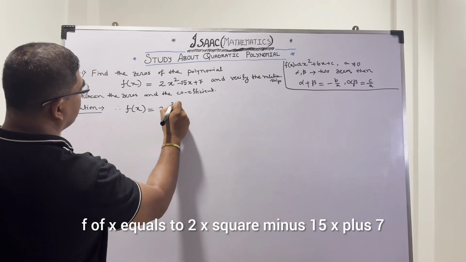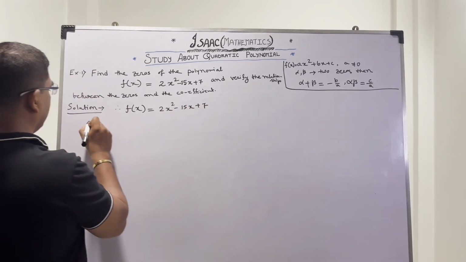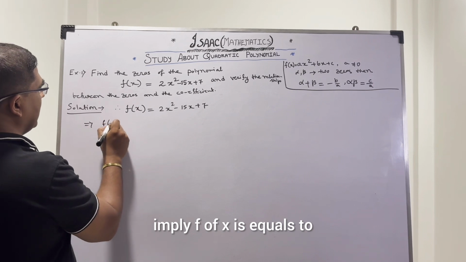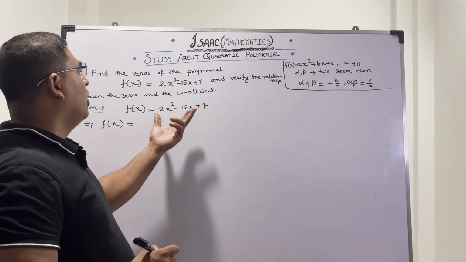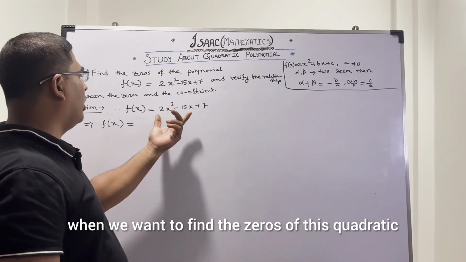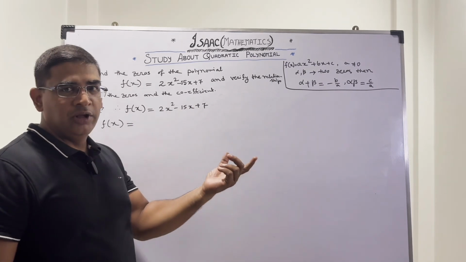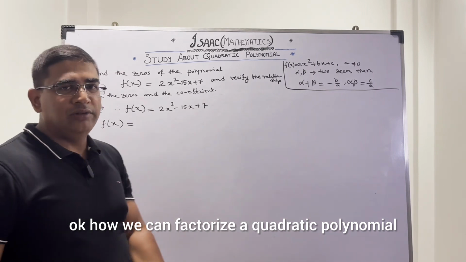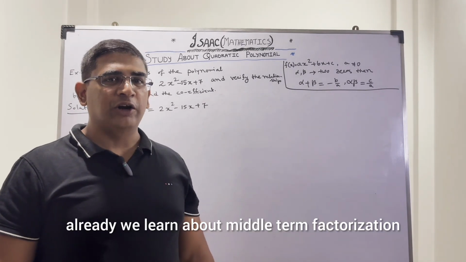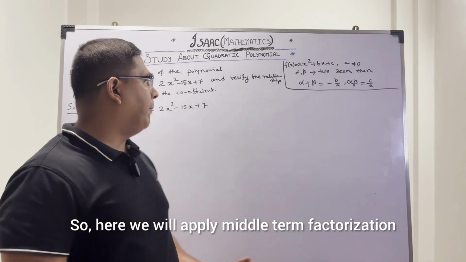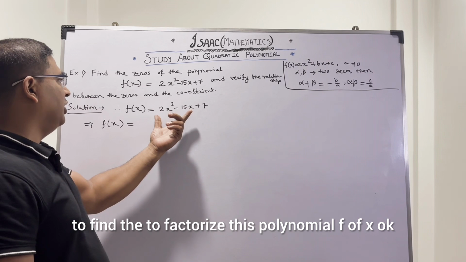f of x equals to 2x square minus 15x plus 7. So this is a quadratic polynomial. When we want to find the zeros of this quadratic polynomial, then we have to factorize this. How can we factorize a quadratic polynomial? Already we learned about middle term factorization. So here we will apply middle term factorization to factorize this polynomial f of x.